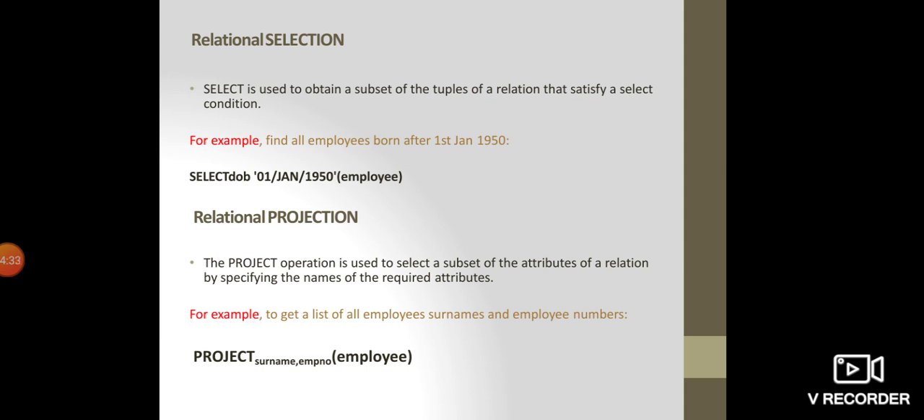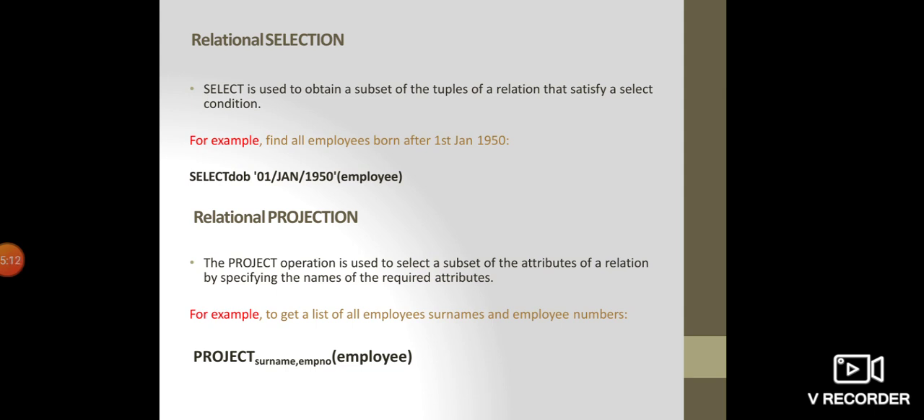Okay, we are going for selection here. Selection is an operation used to obtain a subset of tuples of a relation that satisfy a select condition. For example, if you want to find all the employees born after 1st January 1950, you're going to give a select query. So you have a big database table, and you want to take one specified entry of that particular employee. Then you will give a particular condition. Based on that condition, it will select that particular entry.